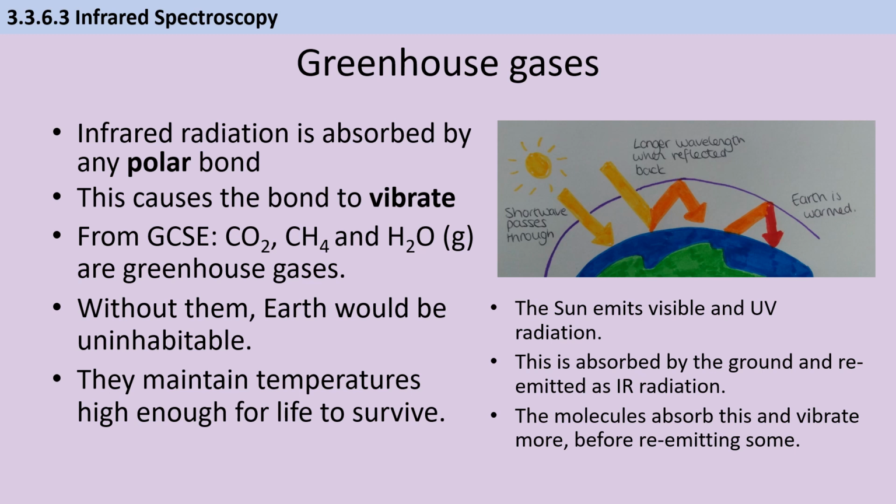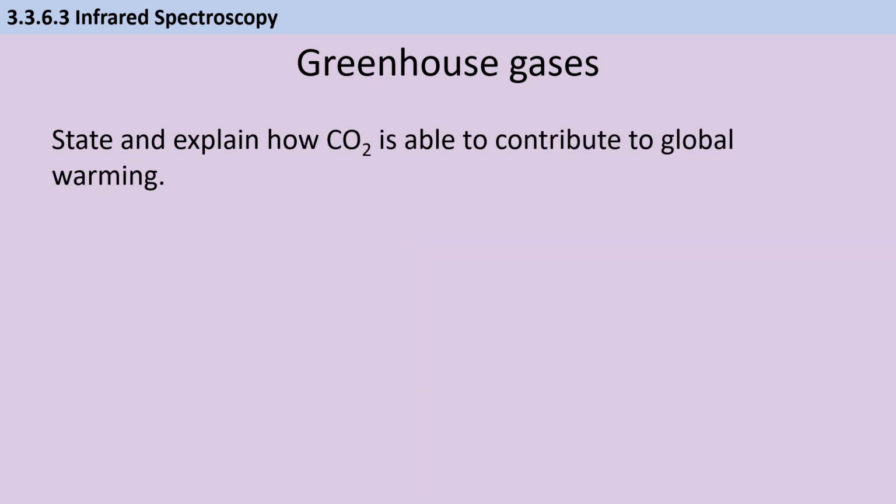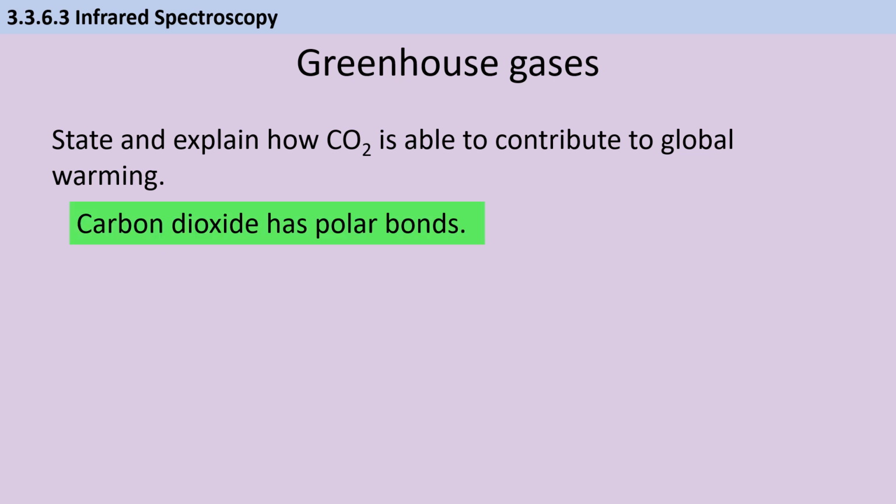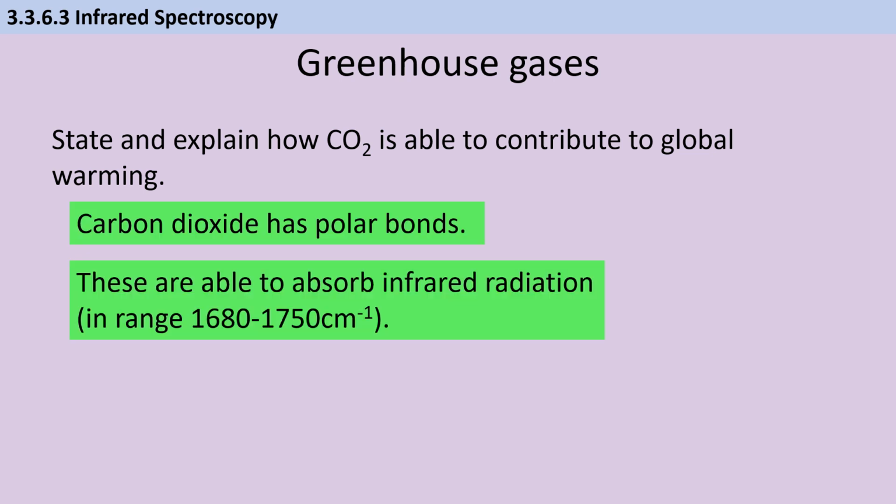So it's now infrared radiation, and that infrared radiation is going to be absorbed by polar bonds, causing them to vibrate. And then they give some of it out again. That radiation being given out again is going to cause the atmosphere to warm up, and that's what causes the greenhouse effect. So a typical little 2-mark question might ask you to state and explain how a named greenhouse gas contributes to global warming. You just need to identify that it has polar bonds, and therefore those polar bonds are able to absorb infrared radiation, and you might want to give the range of the radiation for that particular polar bond.